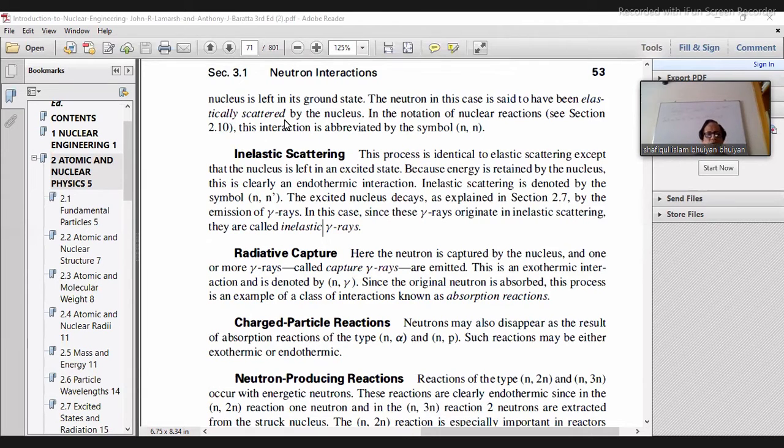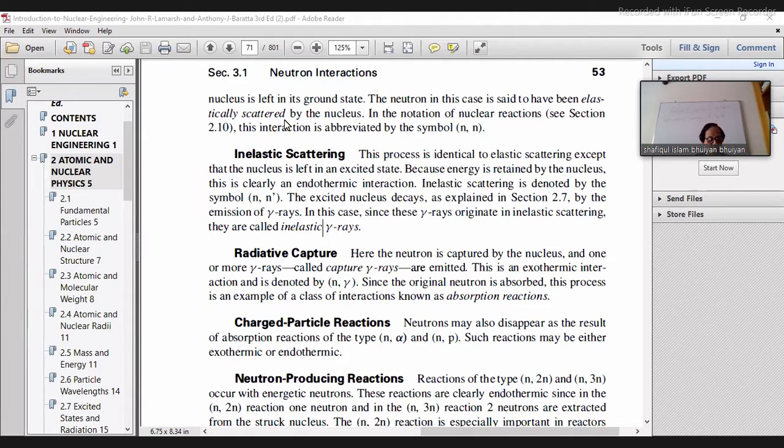But for the time being we know that in elastic scattering, the neutron strikes the nucleus, which is almost in the ground state, and the neutron reappears. Maybe the energy is not different, but the energy is conserved. Kinetic energy is conserved. Momentum and kinetic energy are conserved.